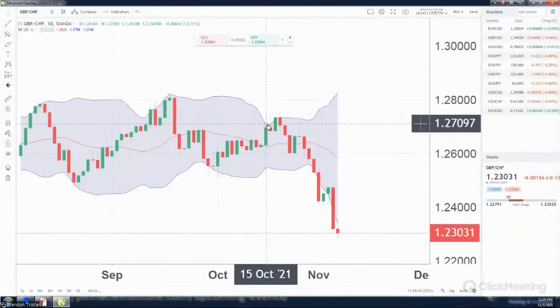Weekly Forex check-in. Have a weekly Forex check. Oh, you mean for swing trades, Iman?